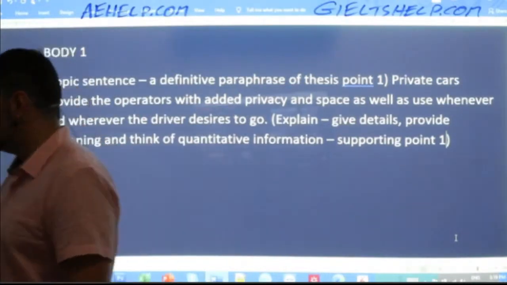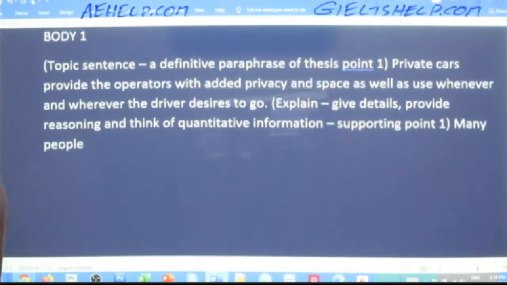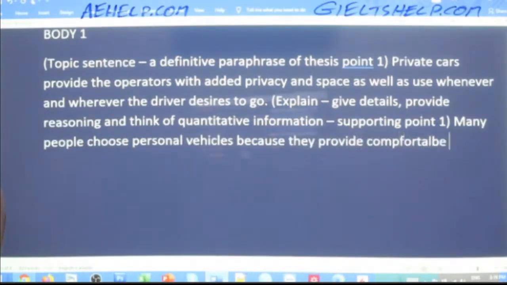So here we go. Many people choose personal vehicles because they provide comfortable seats and air conditioning.